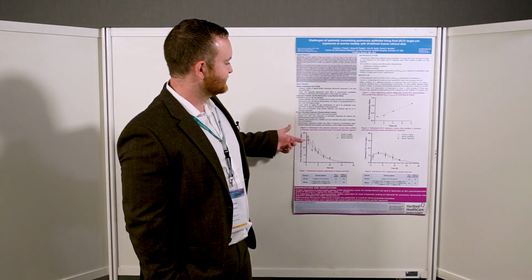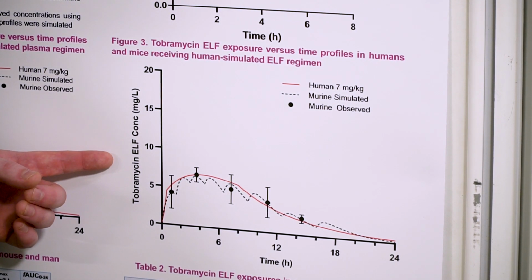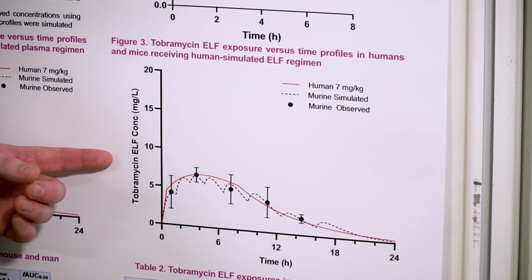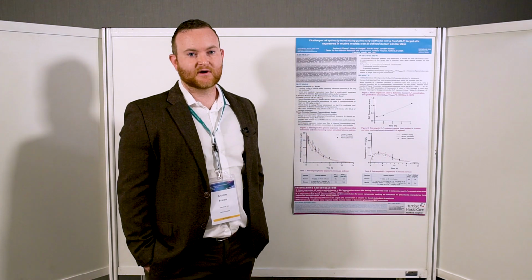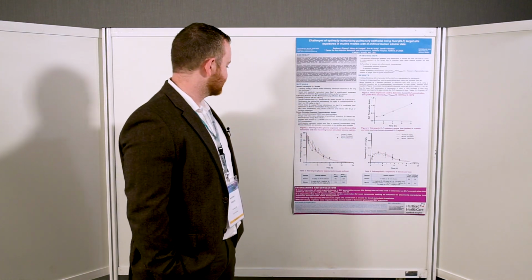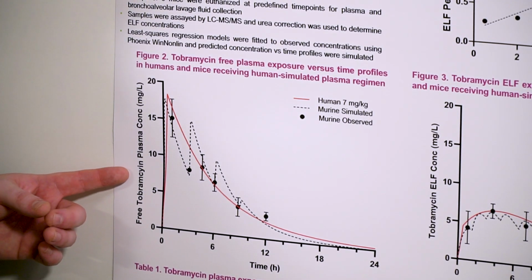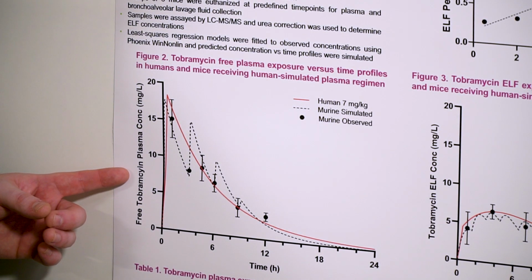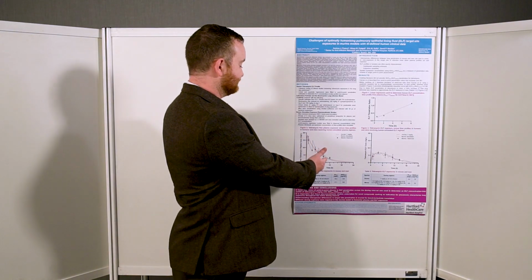And in doing that, by fitting a linear regression, we were able to come up with a physiologically plausible human exposure of tobramycin in the lungs, which is shown in figure 3 here by this red line. And so we first characterized the plasma exposure in the mice for tobramycin with a 4-dose regimen, as you can see here, which nicely recapitulates both the free Cmax and the free AUC for tobramycin.